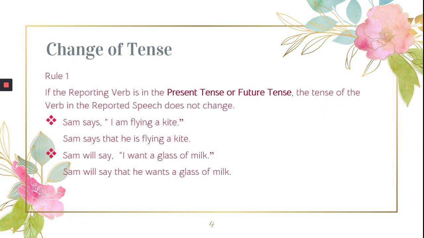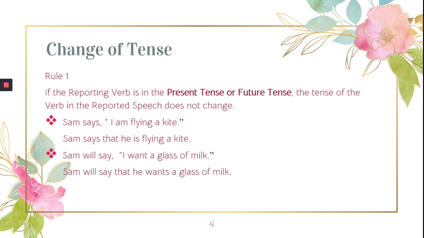Now students, there are some rules for changing direct speech into indirect. The first rule is, if the reporting verb is in the present tense or future tense, the tense of the verb in the reported speech does not change. In the example, we can see Sam says, "I am flying a kite." Now here, says is in present tense. So, the tense of the verb in the reported speech is not changing. It is, Sam says that he is flying a kite.